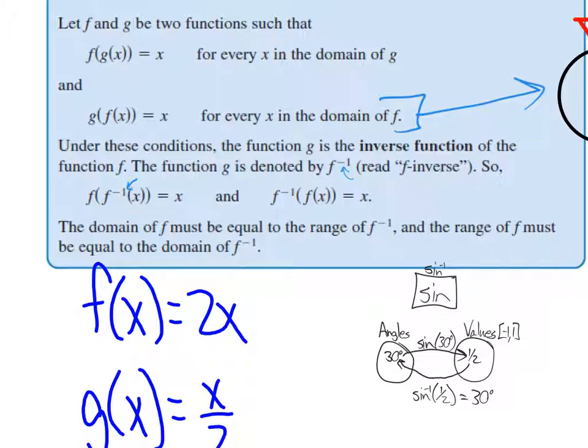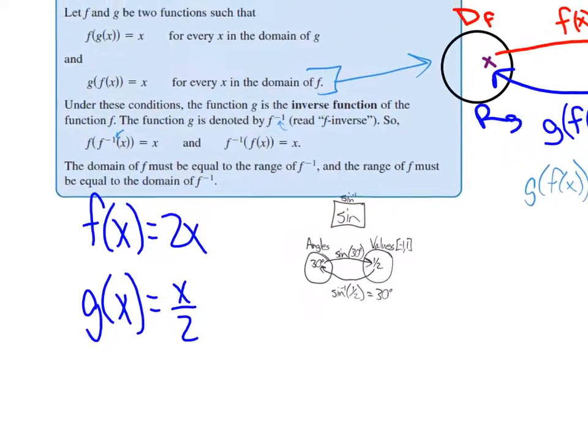Now, we're not going to be doing this with sines and cosines and tangents yet. We'll get to that in Unit 5. But it is the same principle that's used there on your calculator.